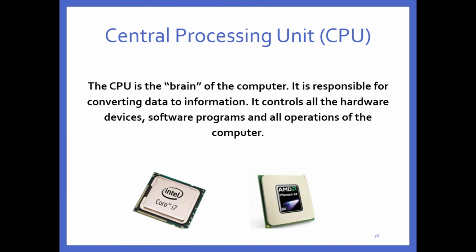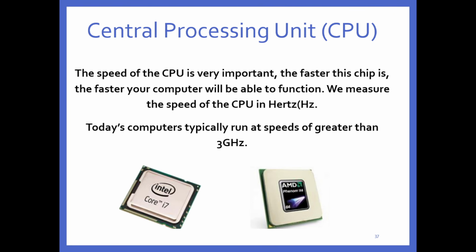Right, then we have our CPU or Central Processing Unit. This is the brain of the computer. It's responsible for converting data to information. It does the processing as we spoke about before. It controls all of the hardware devices, software programs, and all of the operations of the computer. So if anything goes wrong with your CPU, it affects everything in the PC. The speed of the CPU is also very important, because the faster the chip is, the faster your computer will be able to function. What you need to remember as well is that we measure the speed of the CPU in hertz.